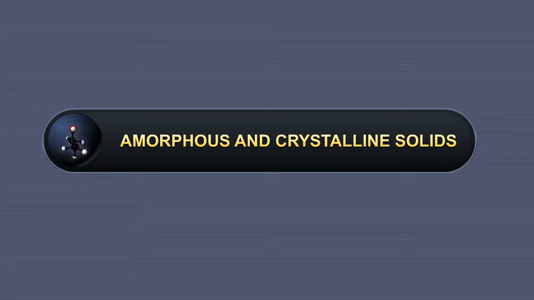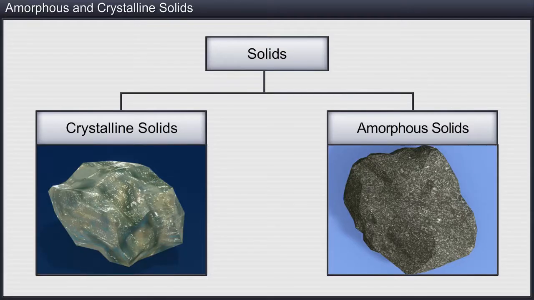In this module, you will learn about amorphous and crystalline solids. Based on the arrangement of its constituents, solids are broadly classified into two categories. They are crystalline solids and amorphous solids.